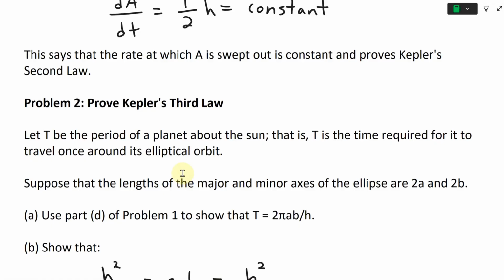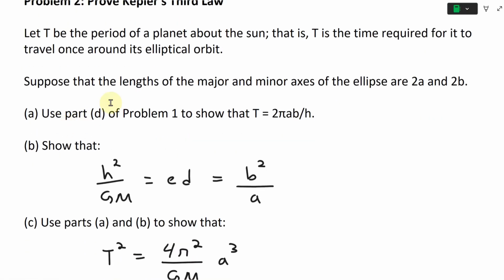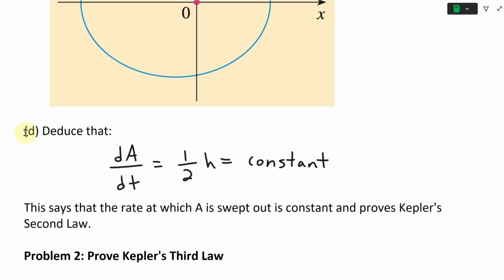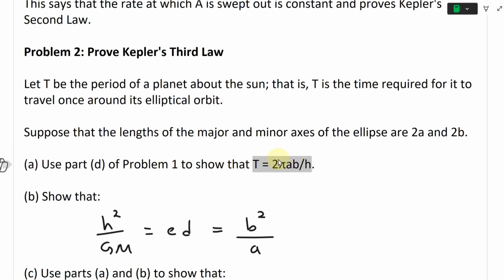All right. So now let's take a look at problem 2, or just read it out. Problem 2 states, prove Kepler's third law. Let T be the period of a planet about the sun. That is, T is the time required for it to travel once around its elliptical orbit. Suppose that the lengths of the major and minor axes of the ellipse are 2a and 2b. Part A says, use part D of problem 1 to show that T equals 2 pi a times b divided by h. So use this to deduce this equation for the period of the planet.